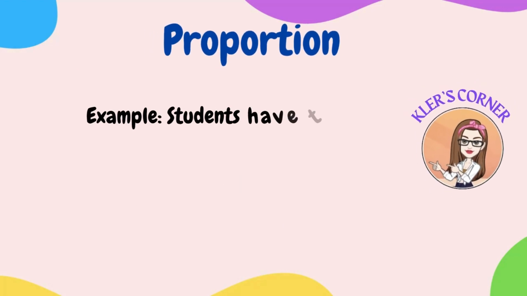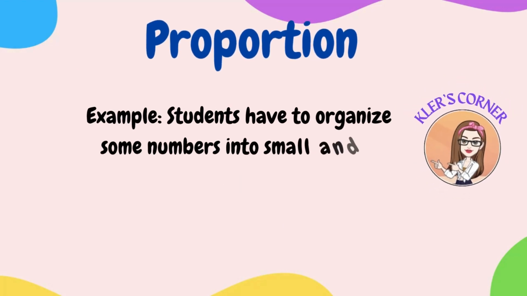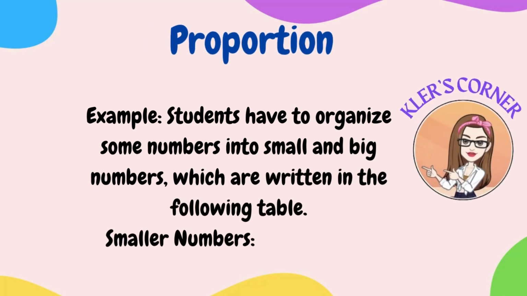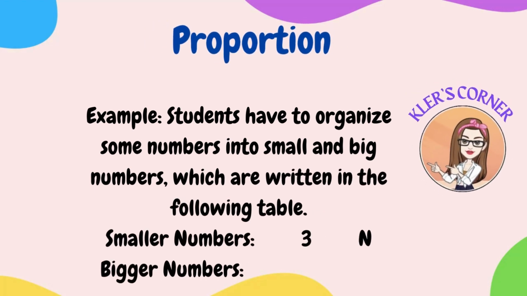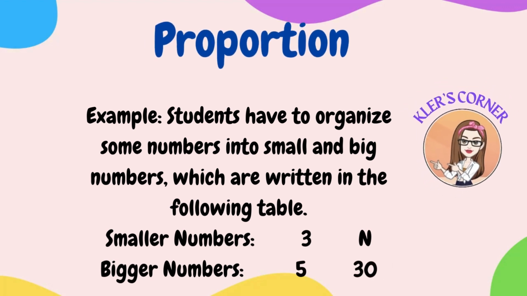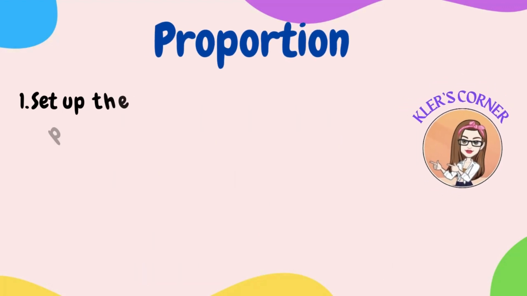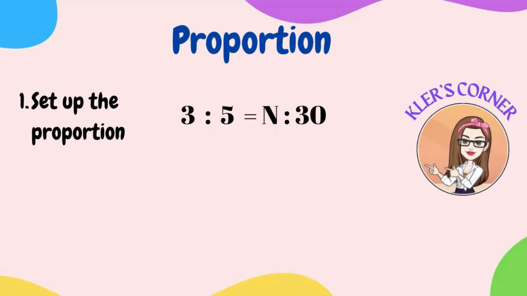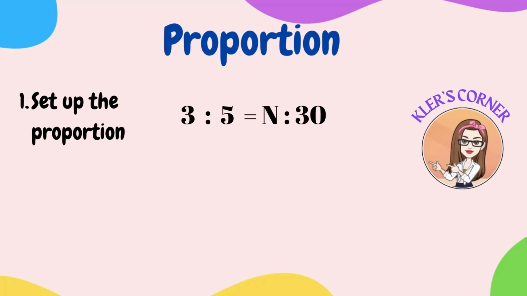Example: students have to organize some numbers into small and big numbers, which are written in the following table. Smaller numbers, 3, n. Bigger numbers, 5 and 30. To get the value of n, first we have to set up the proportion, where it will be written as 3 is to 5 equals n is to 30.